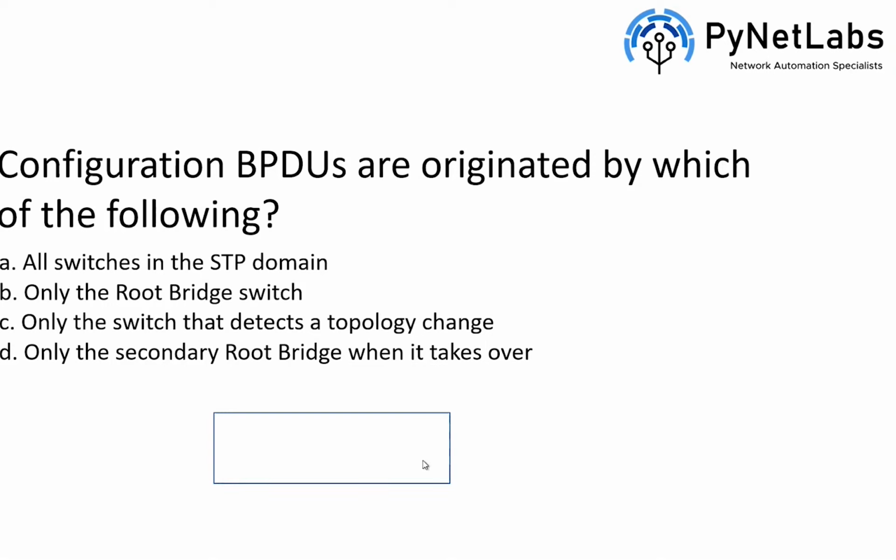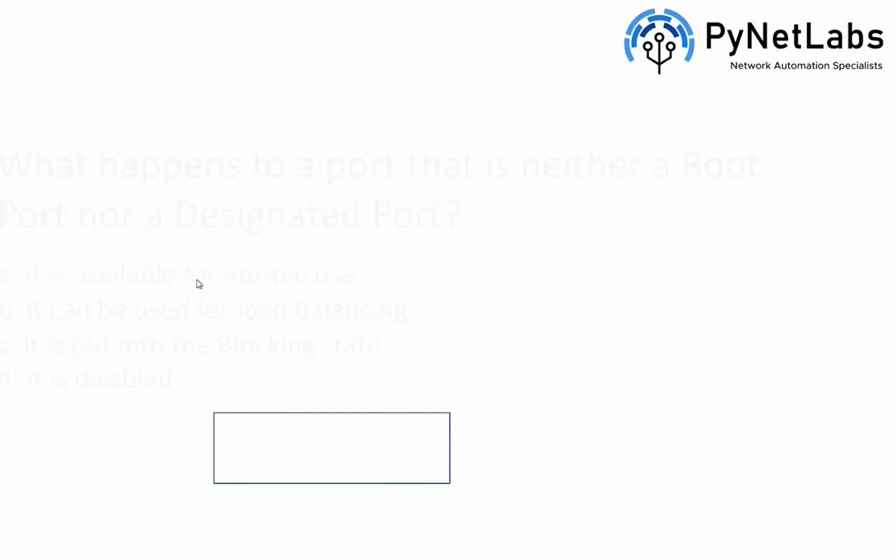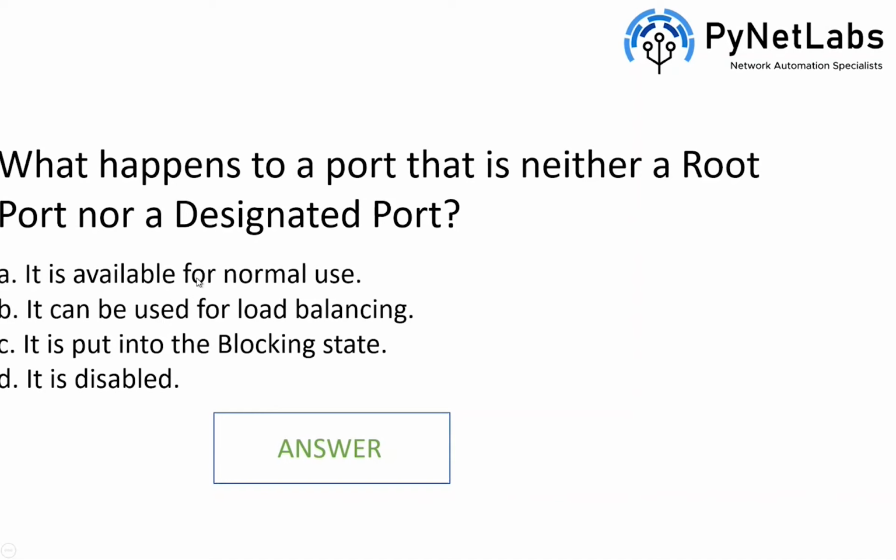So let's look at the answer here. Perfect. It is B. Next question is, what happens to a port that is neither a root port nor a designated port? So the options are, it is available for normal use, it can be used for load balancing, it is put into blocking state, or the fourth is it is disabled. What do you think? What will happen if the port is neither elected as root port nor elected as designated port?